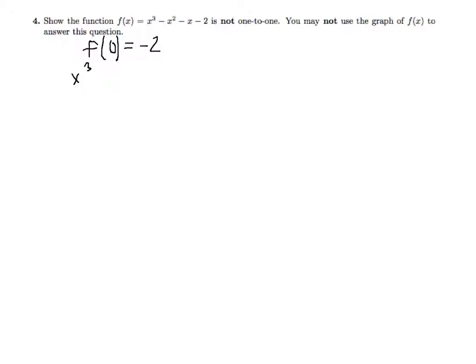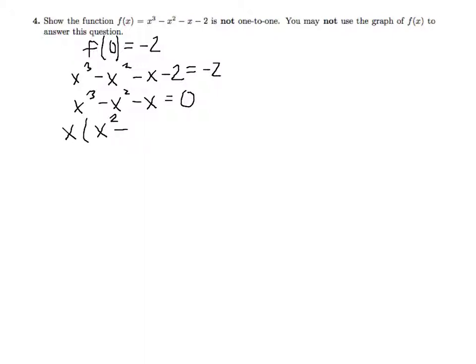So x cubed minus x squared minus x minus 2 equals negative 2. And if we add 2 to both sides, we get x cubed minus x squared minus x equals 0. And we can pull out an x. So x times x squared minus x minus 1 equals 0. And now we can set both of these equal to 0. We already know that x equals 0 for this function. But x squared minus x minus 1 also equals 0.